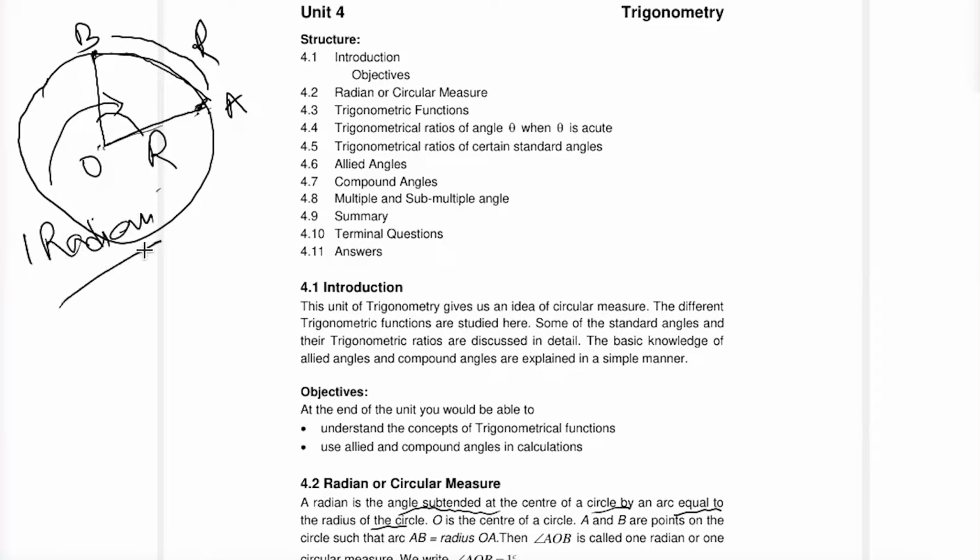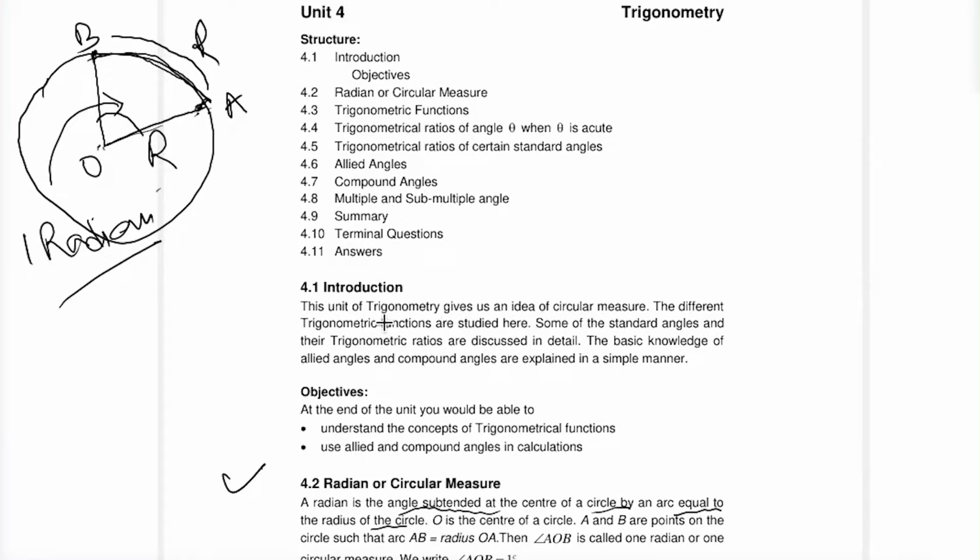Are you getting my point? Whatever the radius, it may be 5 meter, 1 meter, 1 centimeter, but if the arc length is the same as the radius, then this angle is known as 1 radian. Got it? This definition? Anyone? Yes, I got it. Okay.